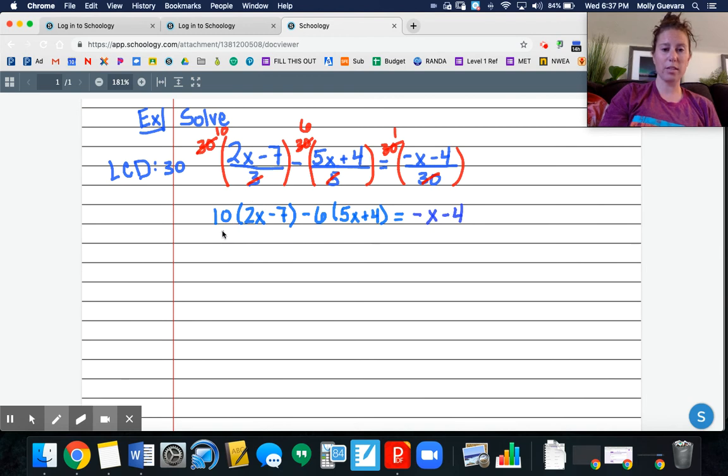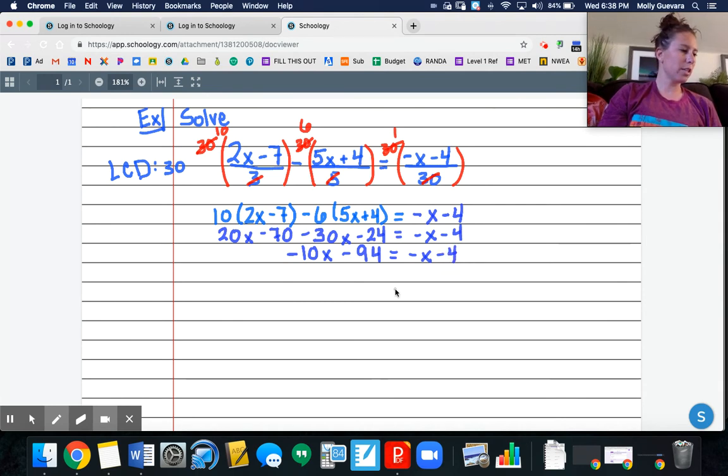We distribute our 10. So 20x minus 70. Then we distribute our negative 6, so negative 30x minus 24 equals negative x minus 4. Simplify the left side, combine our like terms. So 20x and negative 30x is negative 10x. And then negative 70 and negative 24 is negative 94. And this equals negative x minus 4.